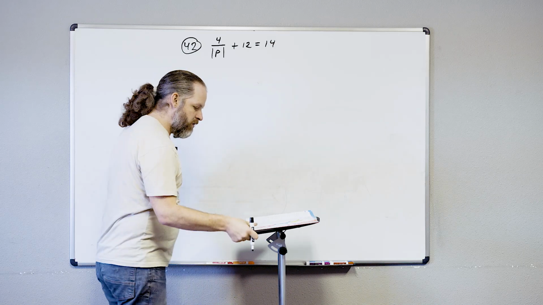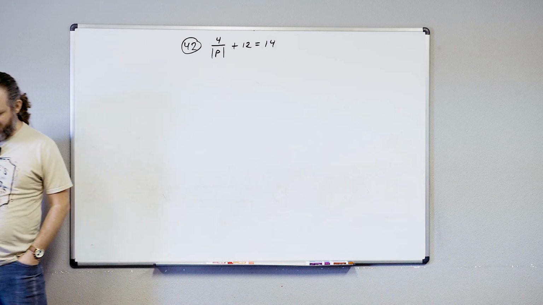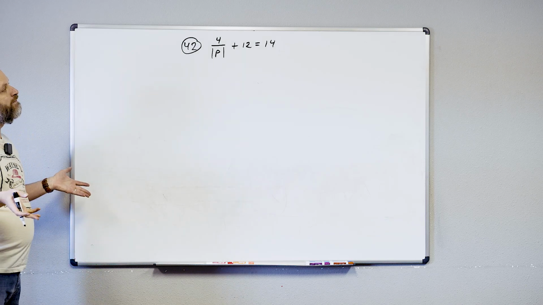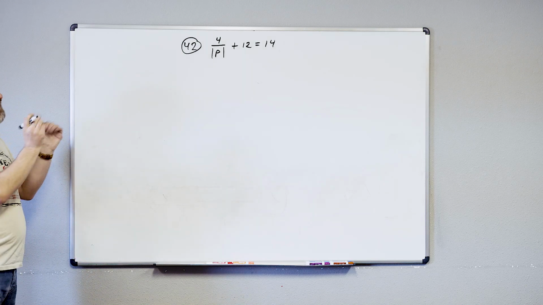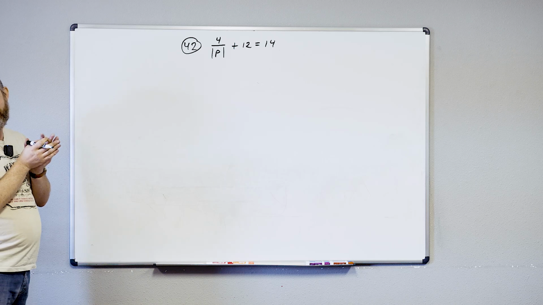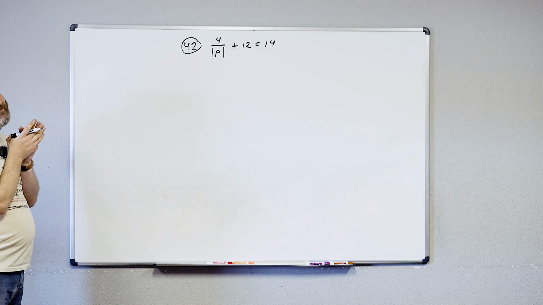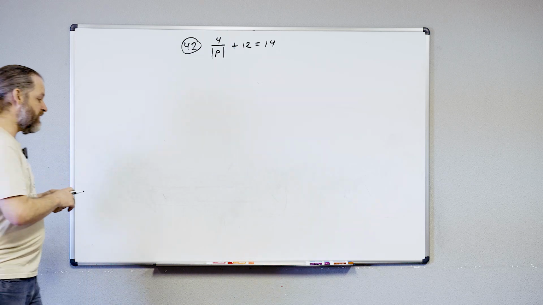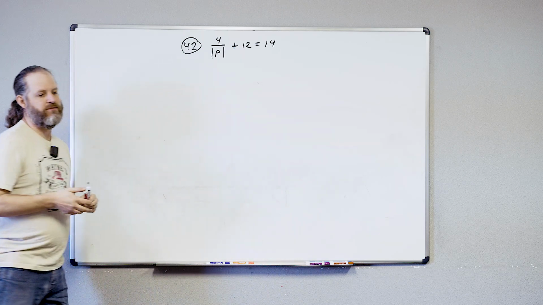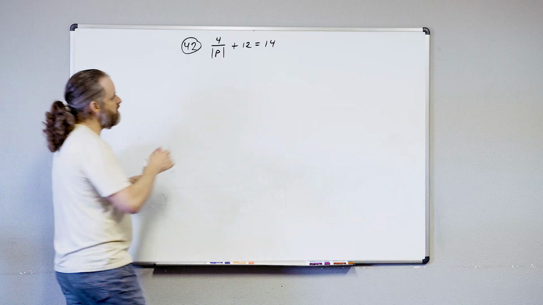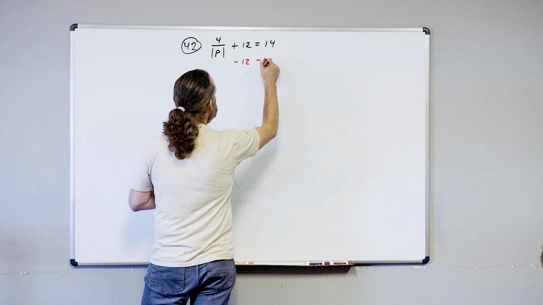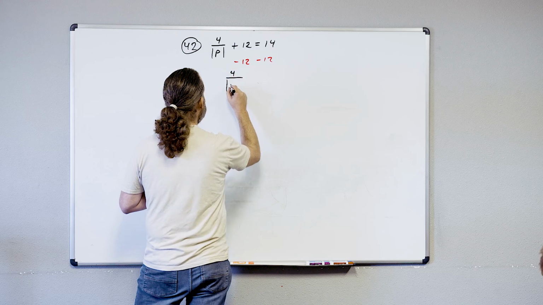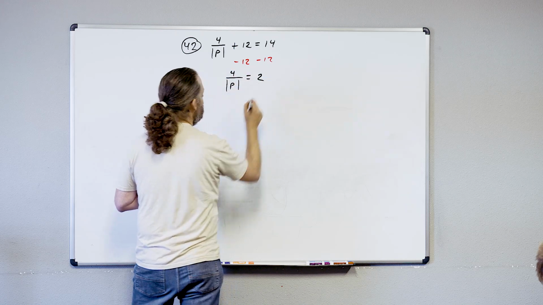Okay, so our goal with the absolute value equation is we want to be able to split it into two, but we can't do that yet, because in order to split it into two, the absolute value's got to be by itself first. So first we got to solve for the absolute value of p. So what do we want to get rid of first? 12, I agree. That's a great idea. How do we get rid of the 12? Subtract 12, both sides. So 4 over the absolute value of p equals 2.